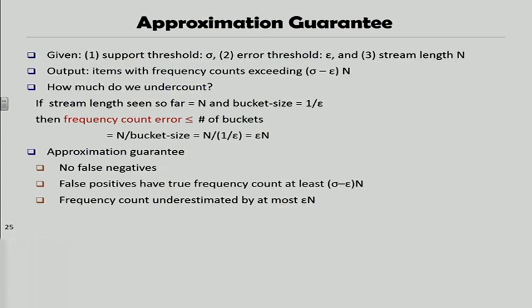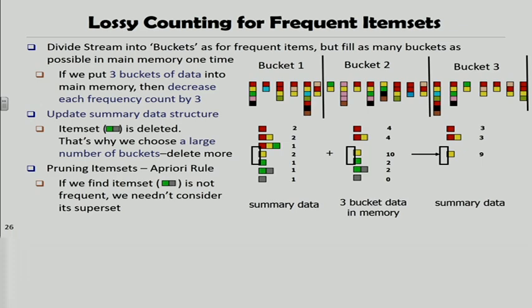Now you got Manku and Motwani's algorithm. Now we look at, actually, the same paper. That paper generated 2 competing algorithms. One is this lossy counting I introduced. This is another one, but I don't have time to introduce it. But they also introduced lossy counting for frequent item sets.